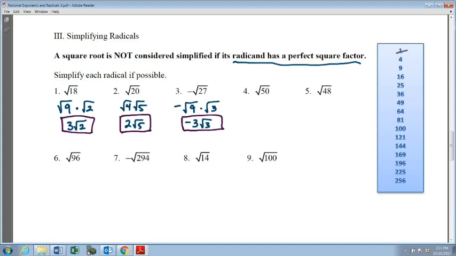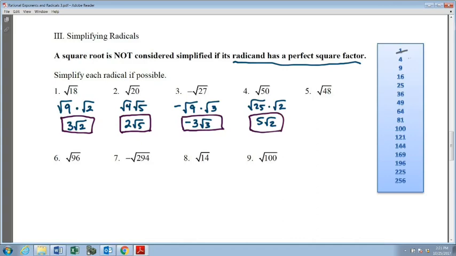On number 4, if you start going through here, you can see, let's see, 4 doesn't divide into 50, neither does 9, neither does 16. Hey, there we go, 25. So let me do this. So basically, we could write this as the square root of 25 times 2, which is 5 square roots of 2. Now when we get to number 5, there's a little bit more to it.